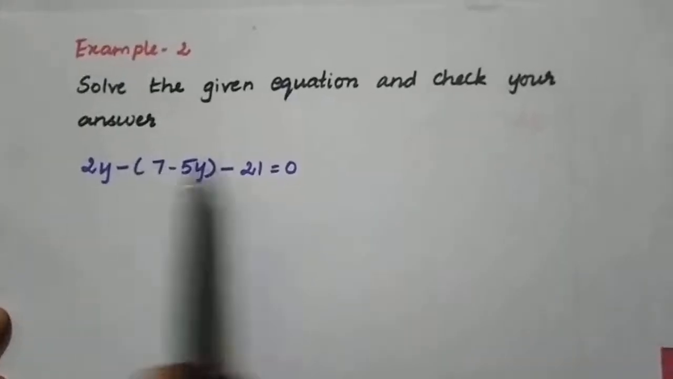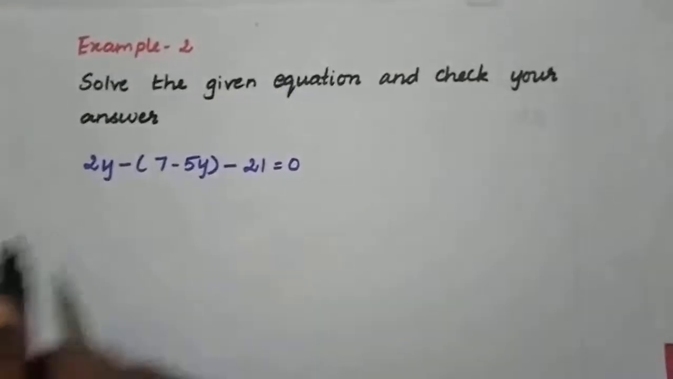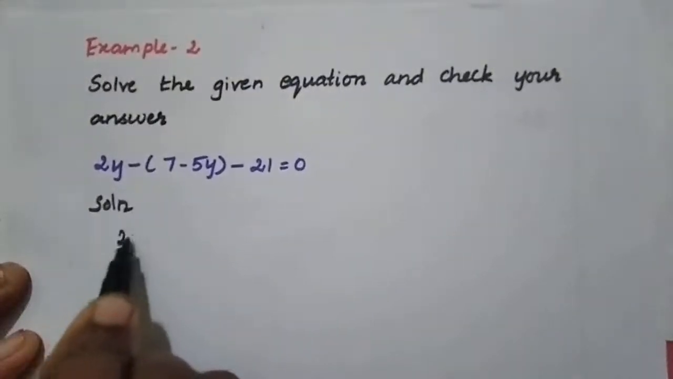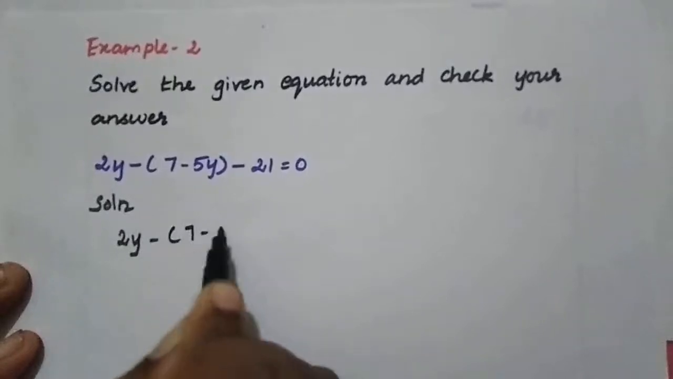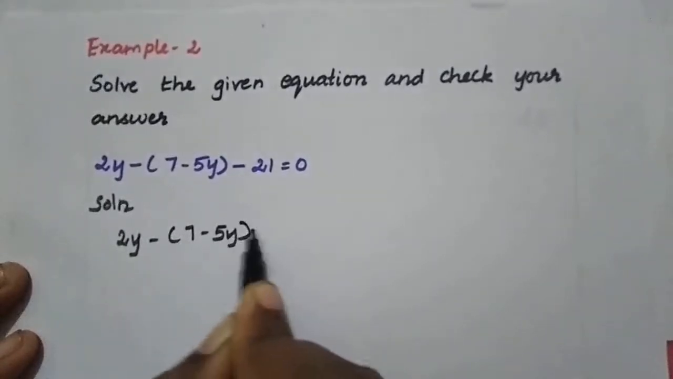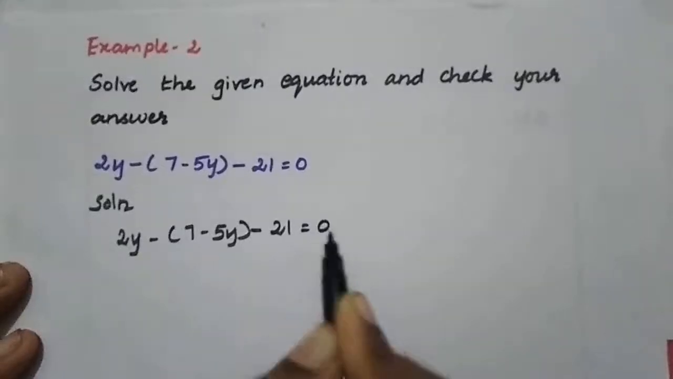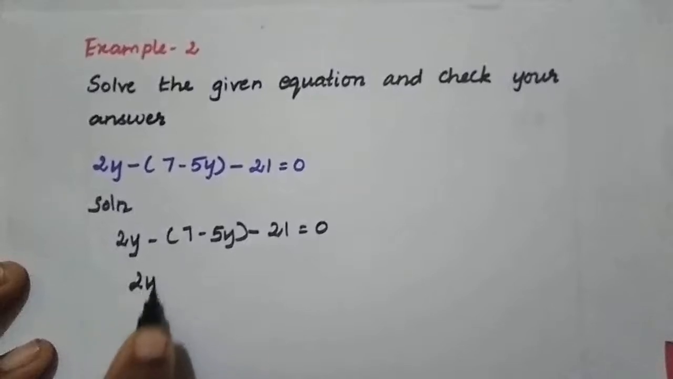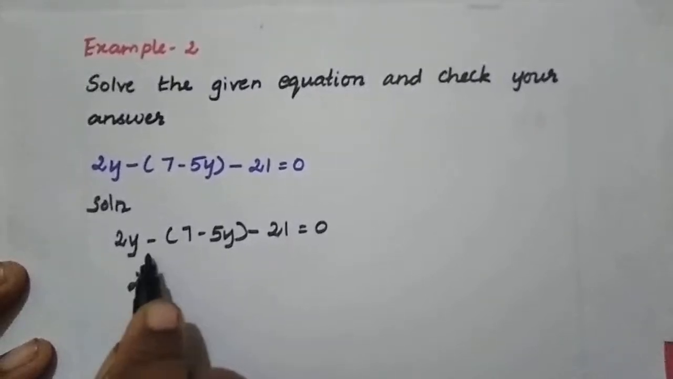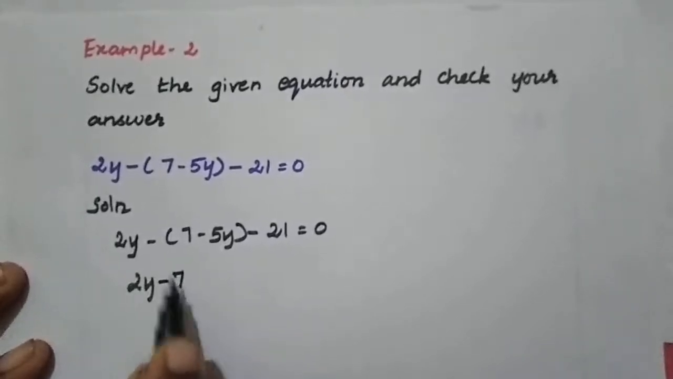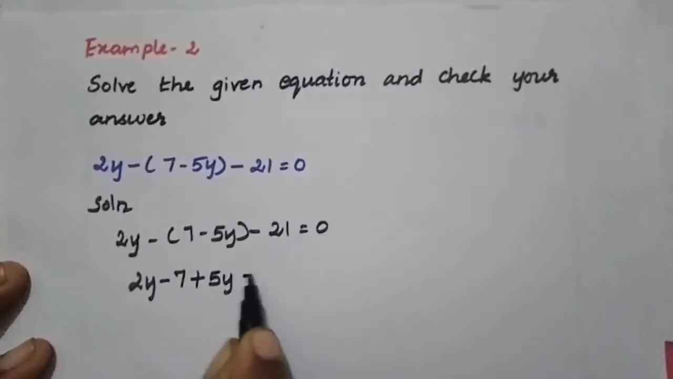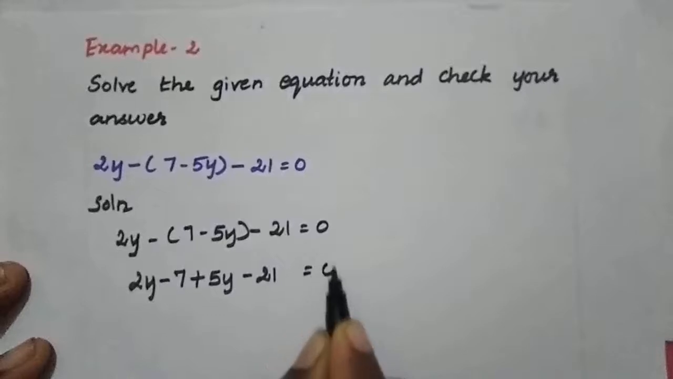Example 2. Solve the given equation and check your answer. 2y minus 7 minus 5y is minus 21 is equal to 0. So let us simplify the left hand side of an equation. 2y. Now we have to bring this minus sign inside the bracket. Minus into plus is minus 7. Minus into minus is plus 5y. Minus 21 is equal to 0.